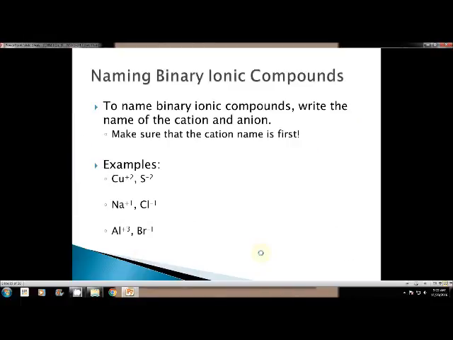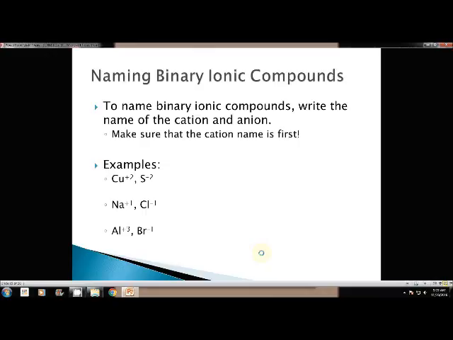Alright, so to name our compounds, we're going to start with a cation and an anion. Remember, cations are positive, and cations always come first with naming and formula writing. And so we're going to just name them. Just like in Chapter 7, if it was a cation, we left the name the same as the periodic table. If it was the anion, so if it's from the non-metal section, it's going to change to an -ide ending. Okay? So for the first example, we have Cu+2 and S-2.